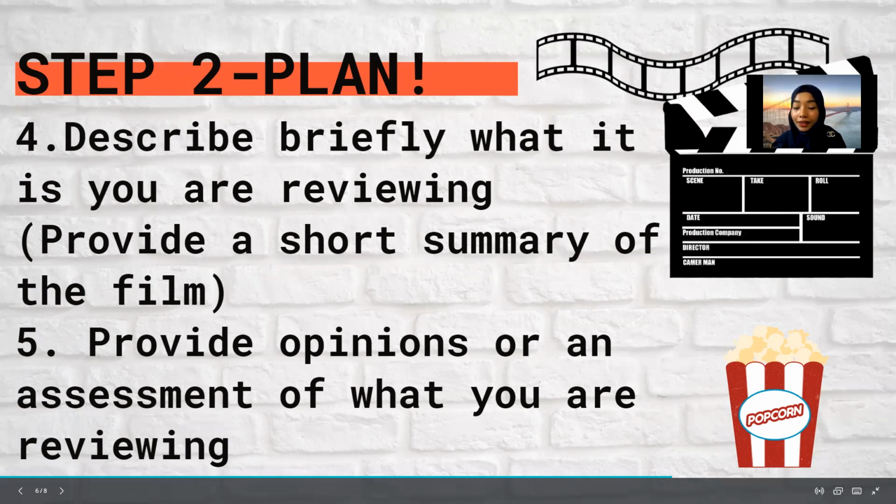Step number five is, and this is the most important part actually, which carries a lot of weight for the content of your film review, in which you are supposed to provide us with opinions or an assessment of what you are reviewing. So we're talking about film review right now. We want to know, why do you find the film worth watching? Would you recommend it to your friends? So these are the 5 steps.